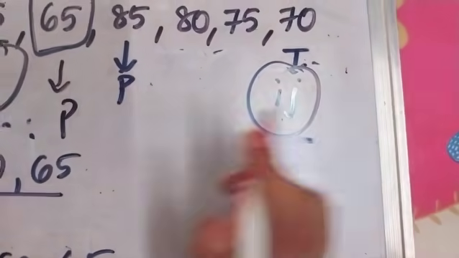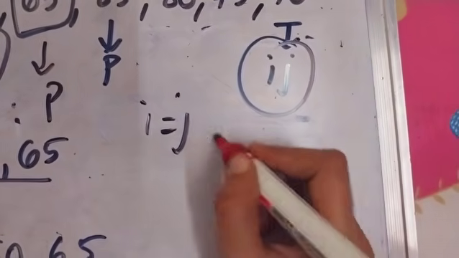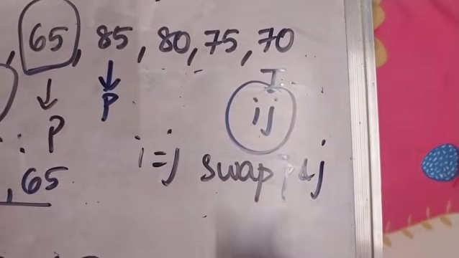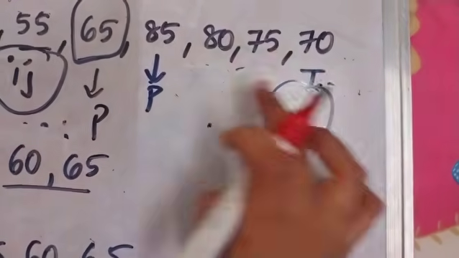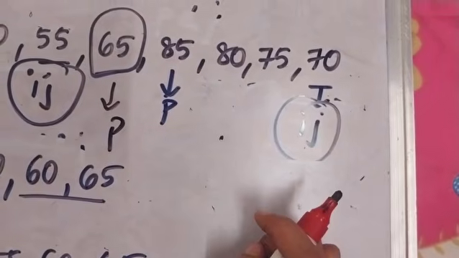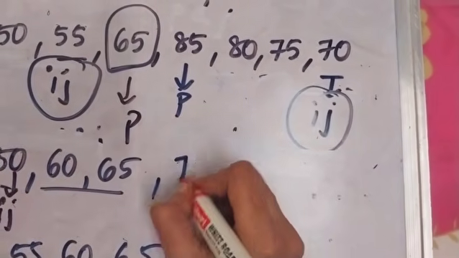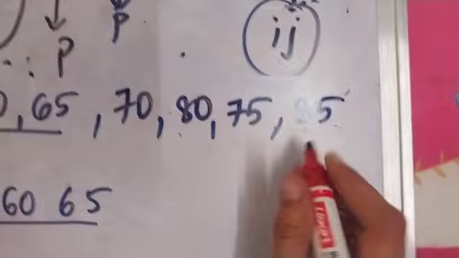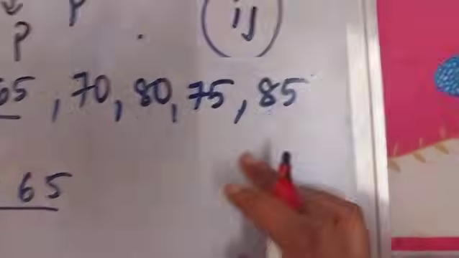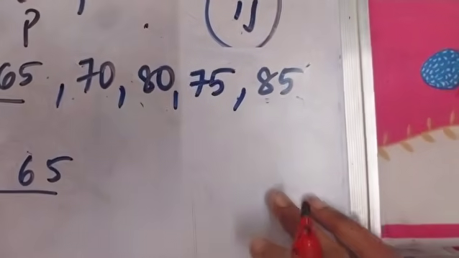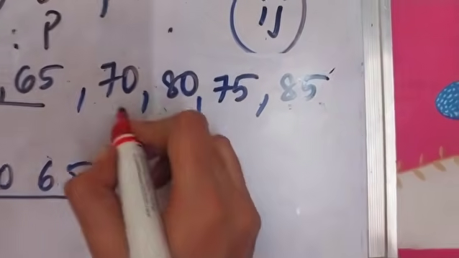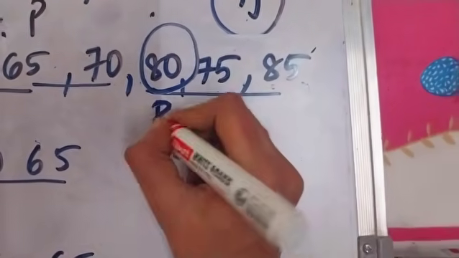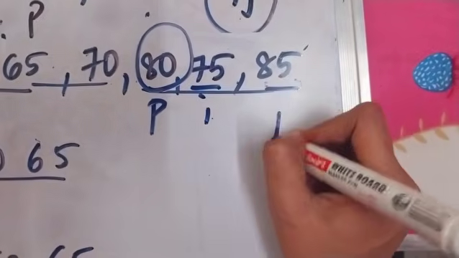Now what do I do? Whenever I get something like this, whenever I equals J, you have to swap pivot and J. Okay. So let us swap this pivot, that is 85 and 70. Okay. So what do I get? Here I get 75. I got like this. Okay. I hope it is visible. Now this is sorted. Till here it is sorted. Now this is not sorted. So this becomes my pivot element and this becomes I and this becomes my J.